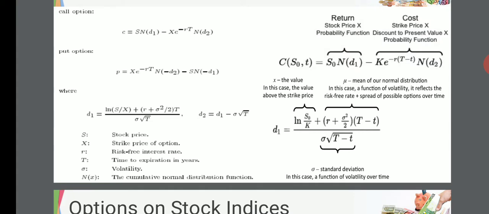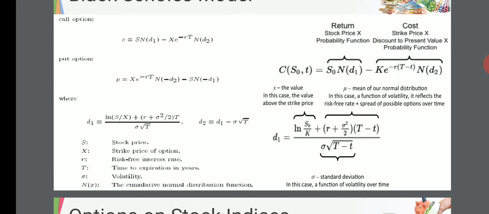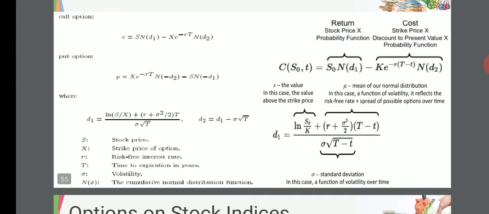This is the Black-Scholes model. You will have to remember this: the return is the stock price into the probability function, and the cost is the strike price into the discount to present value into the probability function. When we find the return, it is stock price into N(d1), and when we find the cost, it is strike price into the discount to present value, that is K e^(-r(T-t)), into N(d2).